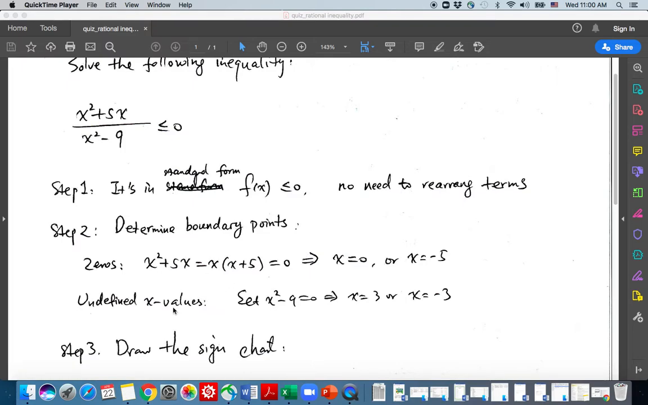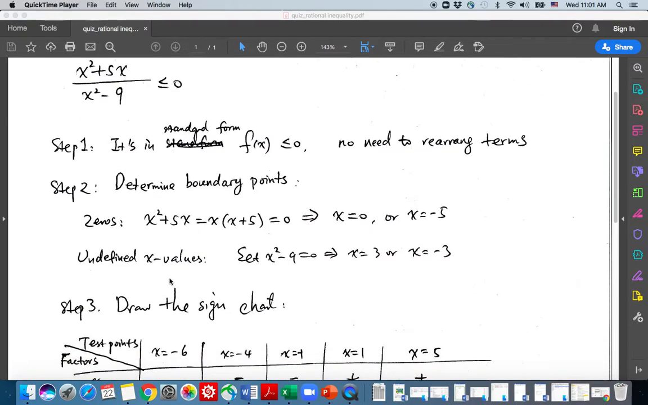Next, we're going to determine the undefined x values. In other words, we're going to find the x values such that the denominator is equal to 0. So we set the denominator equal to 0. This gives us one x being 3, the other x being -3. So these are the two numbers where the rational function is not defined.